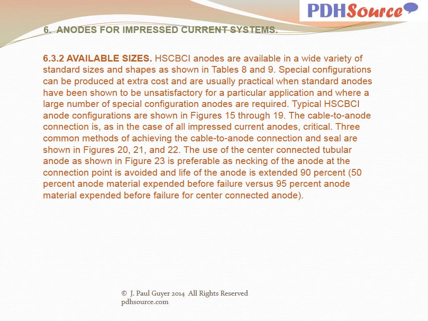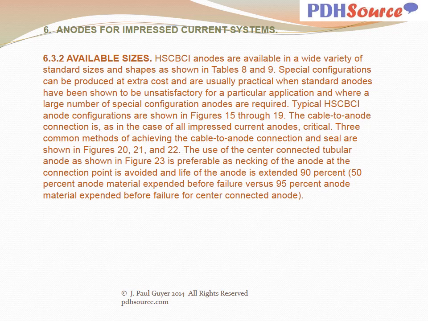High silicon chromium-bearing cast iron anodes are available in a wide variety of standard sizes and shapes as shown in tables 8 and 9. Special configurations can be produced at extra cost and are usually practical when standard anodes have been shown to be unsatisfactory for a particular application and where a large number of special configuration anodes are required. Typical anode configurations are shown in figures 15 through 19.